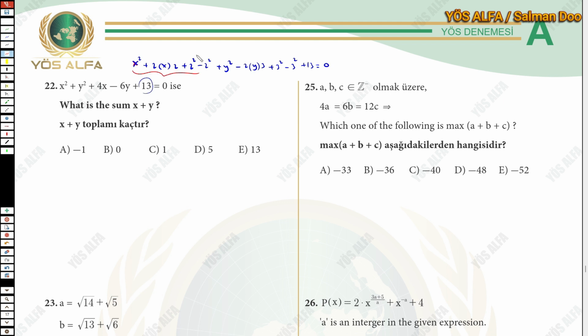So this expression is the same as x plus 2 the whole square, and that expression is y minus 3 the whole square. So what's left is minus 2 squared, which is minus 4. This is minus 9. The summation of these two cancels out with 13. So we have x plus 2 the whole square plus y minus 3 the whole square is equal to 0. From here, we have x is equal to minus 2 and y is equal to 3. So x plus y is minus 2 plus 3, which is 1. So the answer is C.